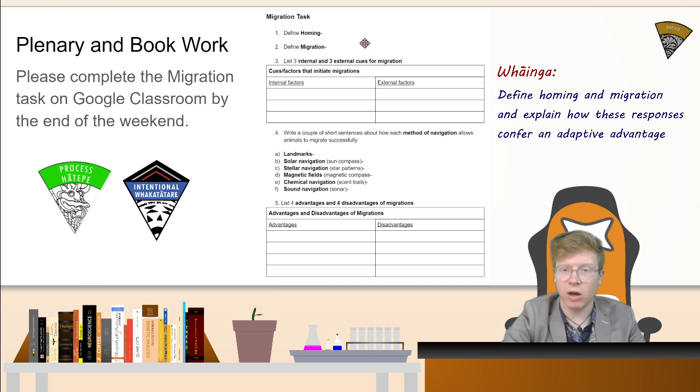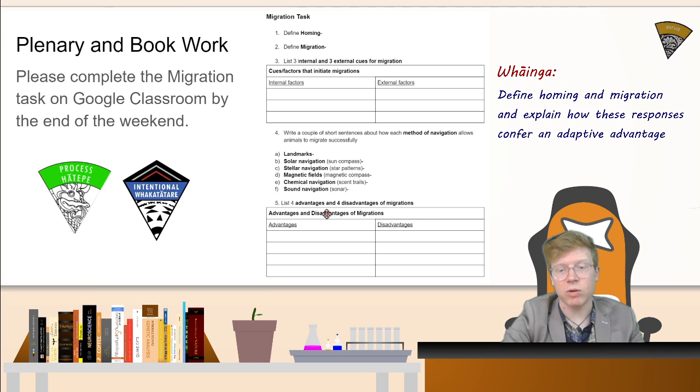We want you to define homing, migration, and 3 internal and external cues for migration. All of that could be in the slides for you. There's also a need for you to talk about how each of these methods of navigation might allow an organism to migrate successfully. I'm sure you can figure this out from fundamentals. Why does knowing where the landmarks are help an organism, maybe it's flying, to know where it's going? I'm sure you can figure that one out.